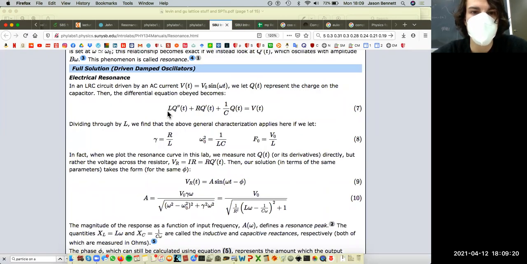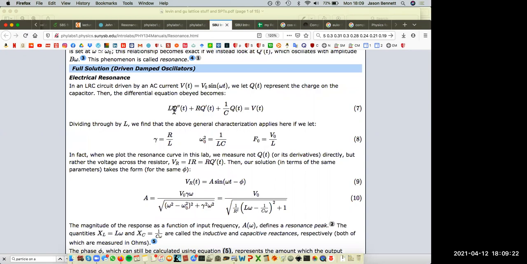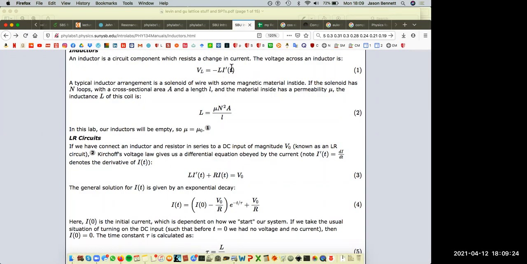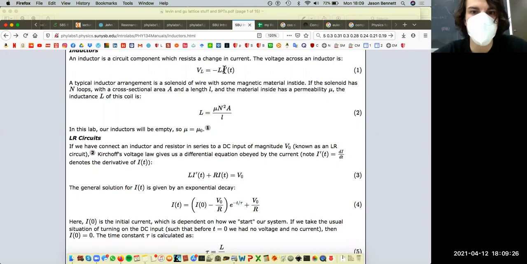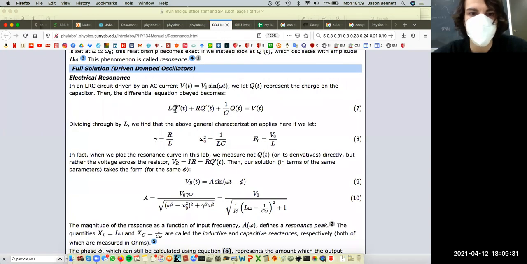We have an inductor, where the inductor term is the derivative of I. I is the derivative of Q, and so we have Q double dash, which is the second derivative of Q. The first derivative of Q is I. So this is the V equals IR from the resistor, and this is from the capacitor, the Q over C that we know from before.